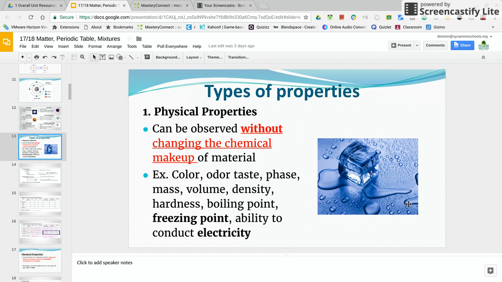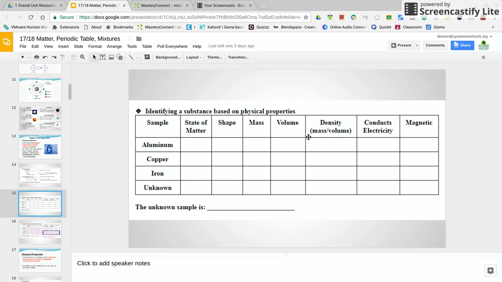I can determine its density by using its mass and its volume. I can figure out at what temperature it would boil, and when it would freeze, and whether or not it can conduct electricity. And during our labs, we actually did some of these observations. So I gave you three known substances, and you determined all of these physical properties across the top here. Was it a solid, liquid, or gas? What shape was it? How massive was it? What was its volume? From there, you determined its density, whether it could conduct electricity, and whether it was magnetic.